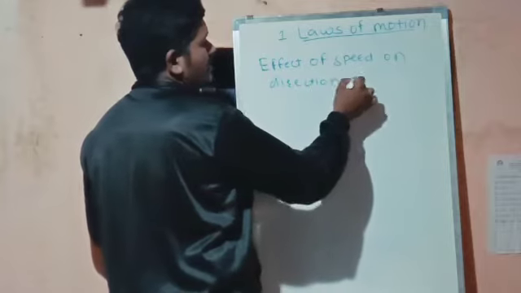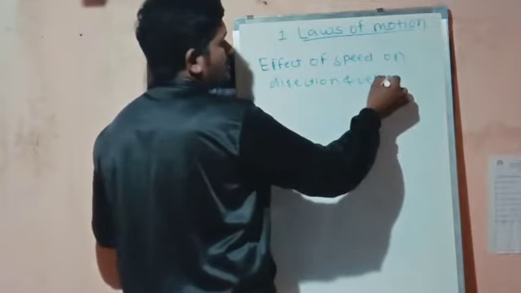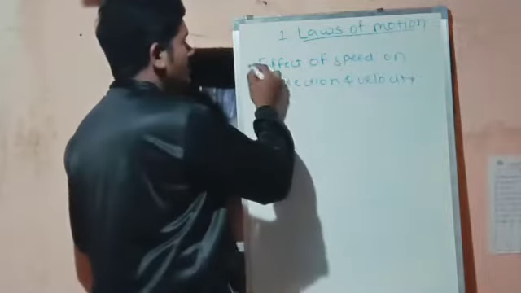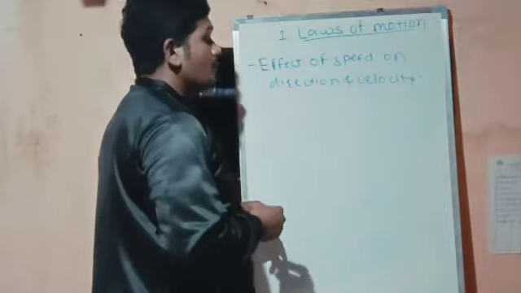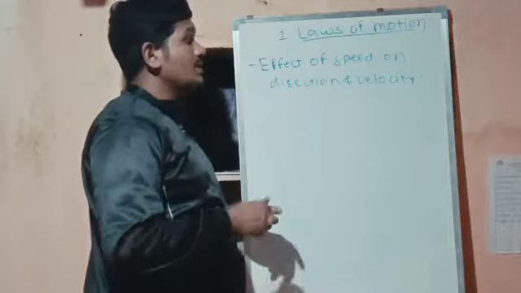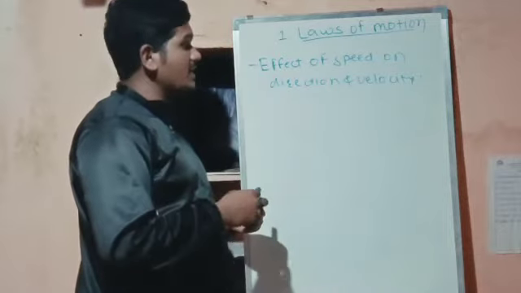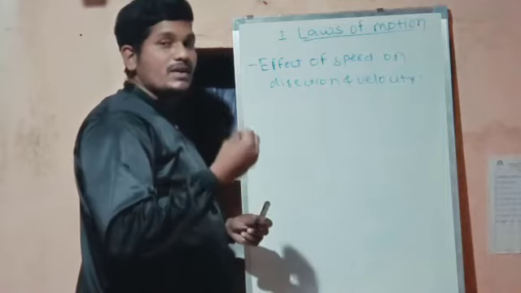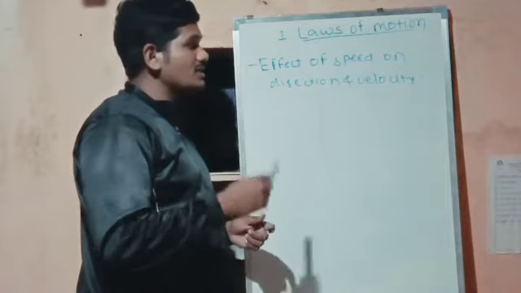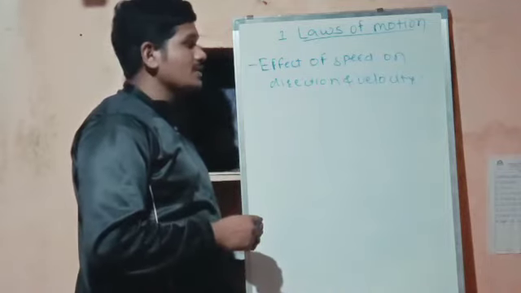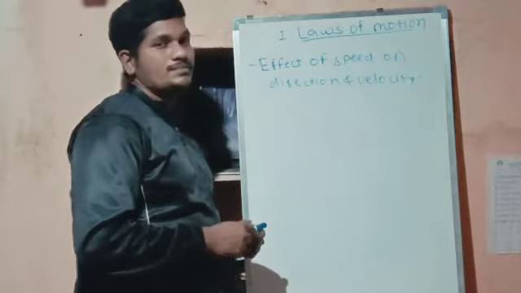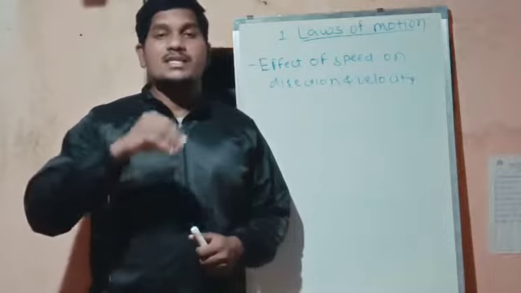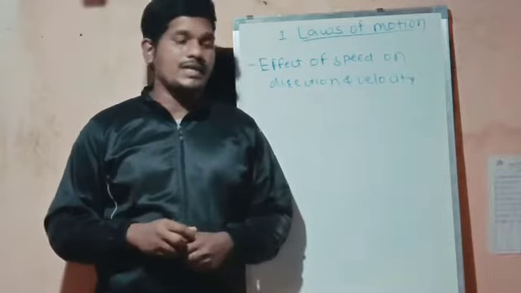On direction and velocity. So this is the next part we have to cover now. Now we have to see in this part whether the speed will be affectable on the direction and the velocity or not. We will check. If yes, then how much it depends on the direction and the velocity, we will understand. Now suppose I will take the same example, so you will understand very easily.